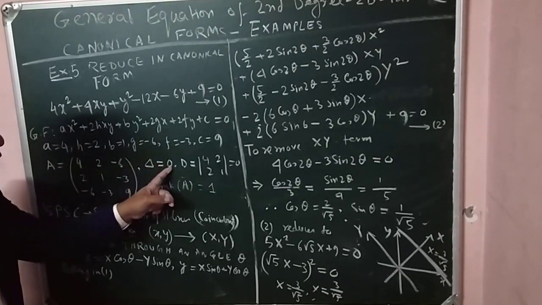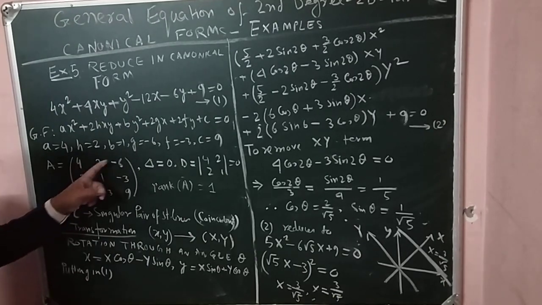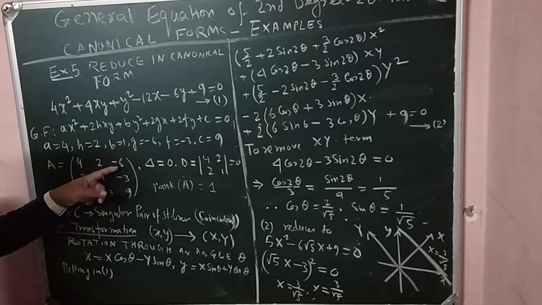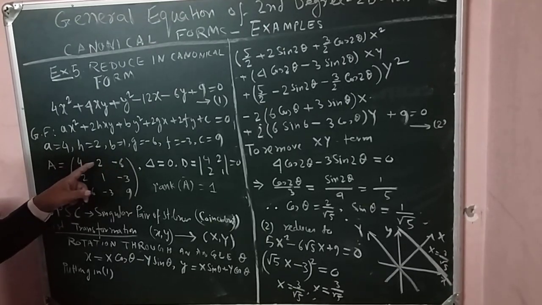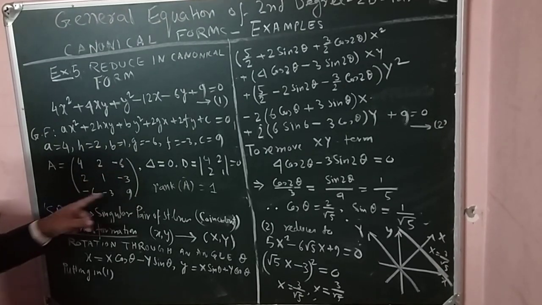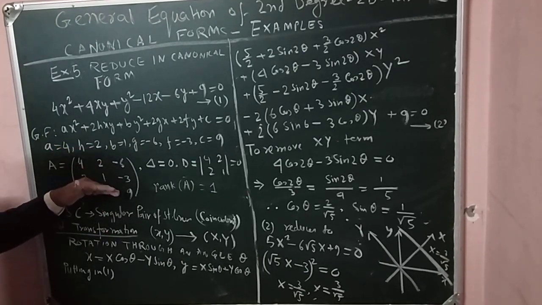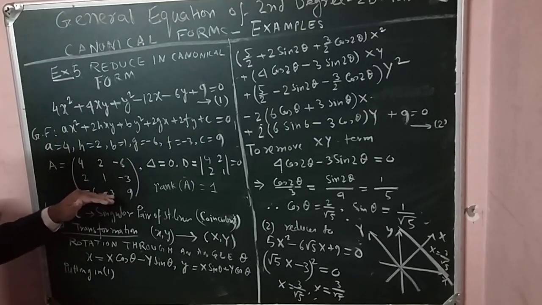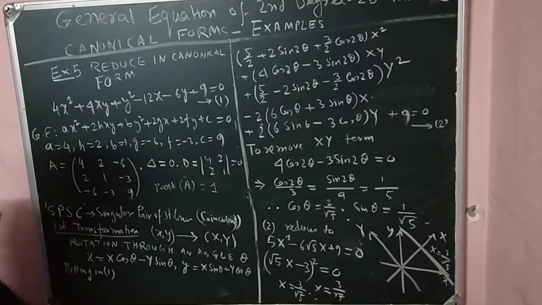So here delta equal to 0, D also equal to 0, and you can find that all the second order minors are equal to 0. If we take 2 common from the first row, this is 2, 1, minus 3. If you take minus 3 common from the third row, this is 2, 1, minus 3. So the 3 rows of the matrix A are not independent. In fact, we are getting only one independent row, so its rank is 1.